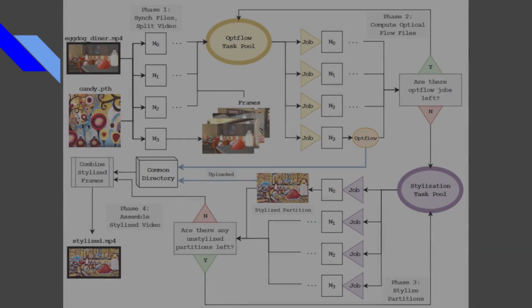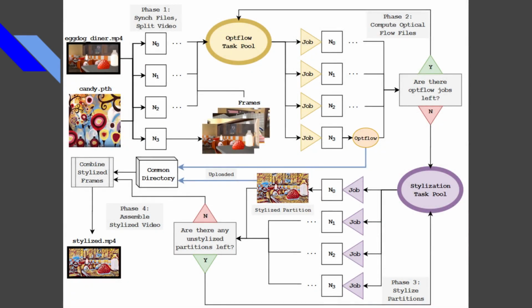Here is a diagram of the process DAV uses to distribute video stylization. Again, it may look complex at first, but I'll break it down to make it easier to understand. Before I do, it's important to note that DAV assumes all computers in a cluster share a file system. DAV uses this shared directory to store placeholder files that denote which tasks have been claimed by which computers.